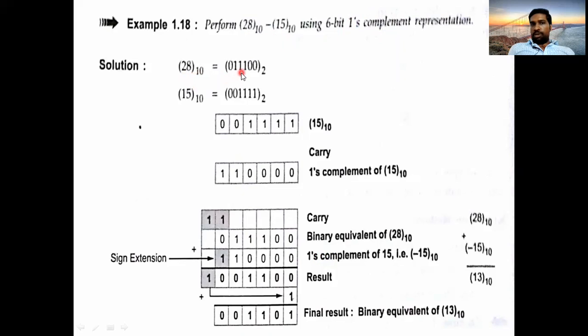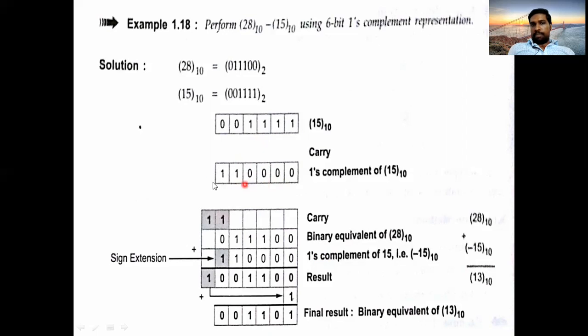Convert decimal to binary, you know how to convert, divide by 2. So 28 is converted to binary and 15 is converted to binary. Now you have two binary numbers. This is binary number A, this is binary number B. So A minus B format. As per the question, the value of B is 15. So first you need to find the 1's complement of 15. This is the original 15. If you reverse this, you will get the 1's complement. Just substitute 1 with 0 and 0 with 1. That is the complement operation. So this is the original 15 and this is the 1's complement of 15.